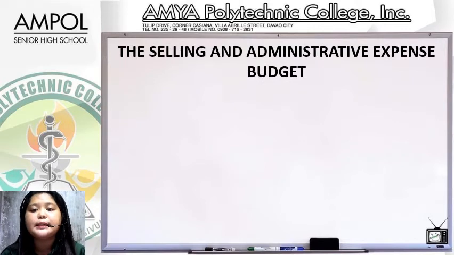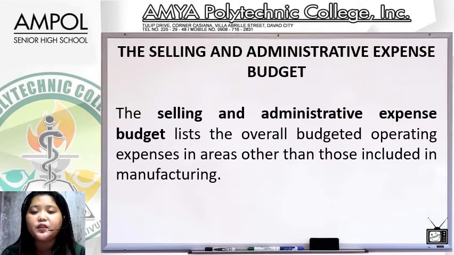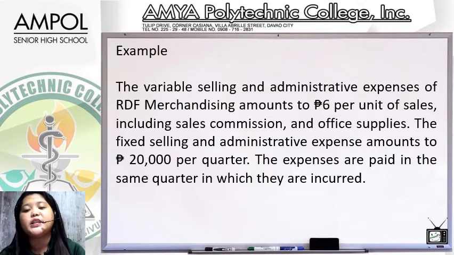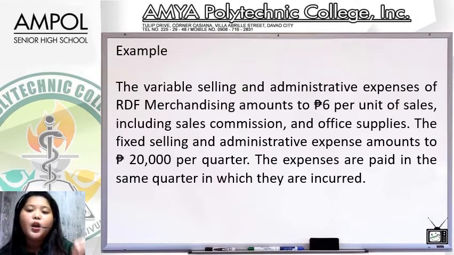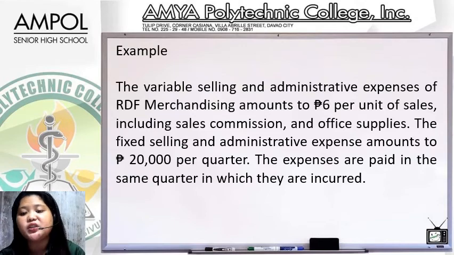So, next is the selling and administrative expense budget. The selling and administrative expense budget lists the overall budgeted operating expenses in areas other than those included in manufacturing. For example, variable selling and administrative expenses of RDF Merchandising amount to 6 pesos per unit of sales, including sales commission and office supplies. The fixed selling and administrative expense amounts to 20,000 per quarter. The expenses are paid in the same quarter in which they are incurred.